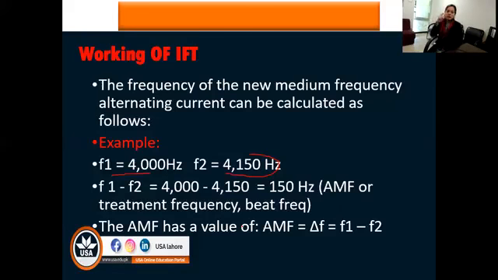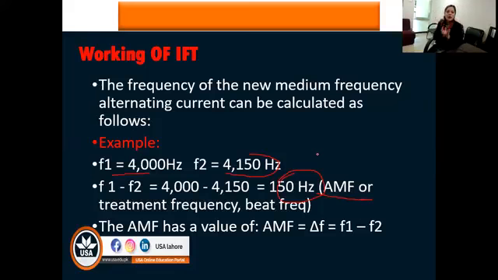So this 150, which is the end product, which in electrotherapy we call the beat frequency or treatment frequency or amplitude modulated frequency, is a frequency like the low frequency current. So ultimately what is going to happen is these two medium frequency currents are going to combine, or interact, and produce a low frequency current.